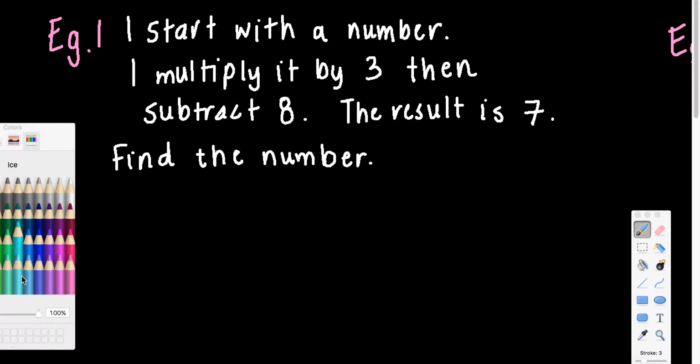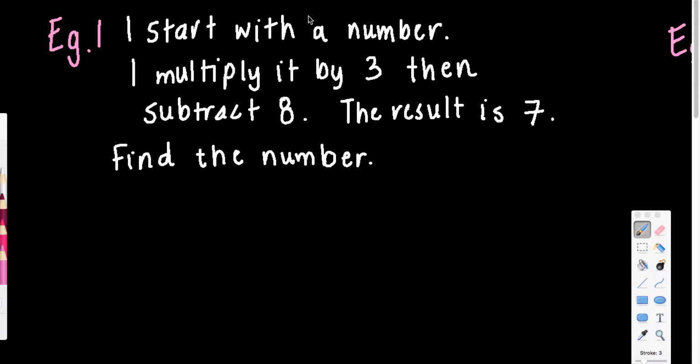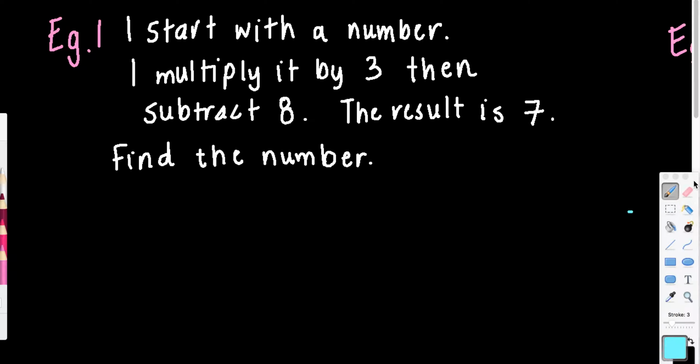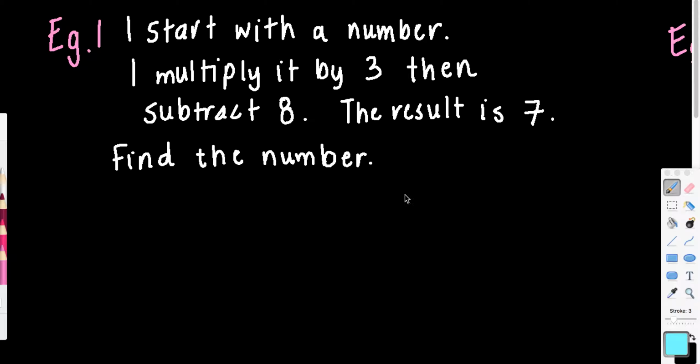The problem is that I start with a number, I multiply it by 3, then I subtract 8, and the result is 7. Find the number. So this one is actually similar to ones that we have already tried a little bit in this unit when we were solving a couple of worded questions that we did. So I thought I'd start off with something basic like this one.